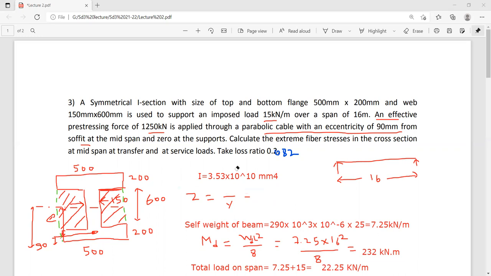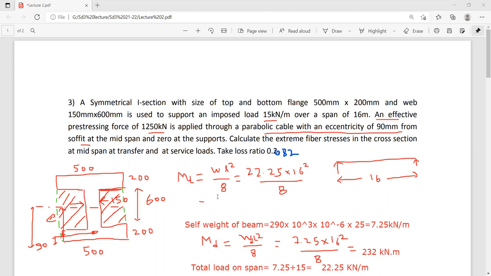Now find out the moment due to total loading. That is, you indicate M. M is equal to WL square by 8. W is 22.25, L is 16 square, divided by 8. Okay, so M indicates the total moment. Otherwise, you can write MT, meaning moment due to total loading.